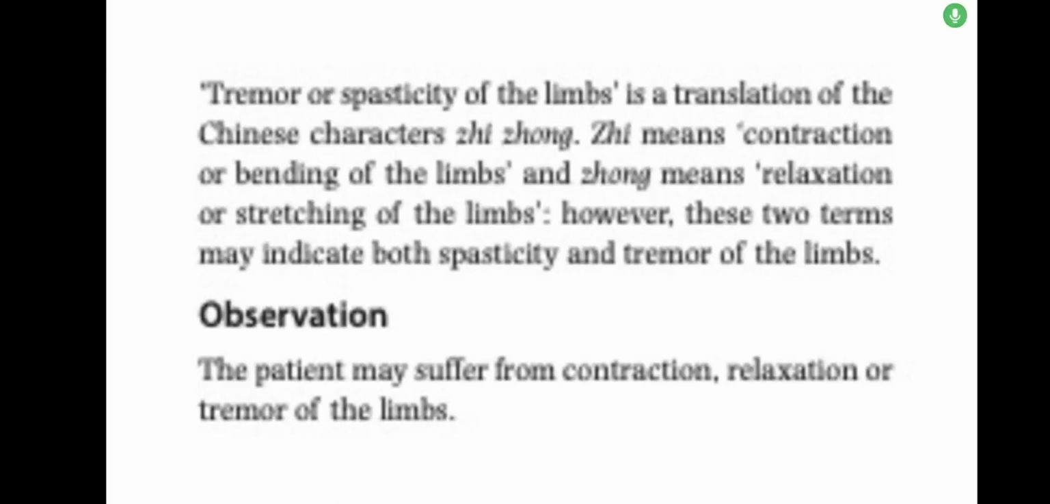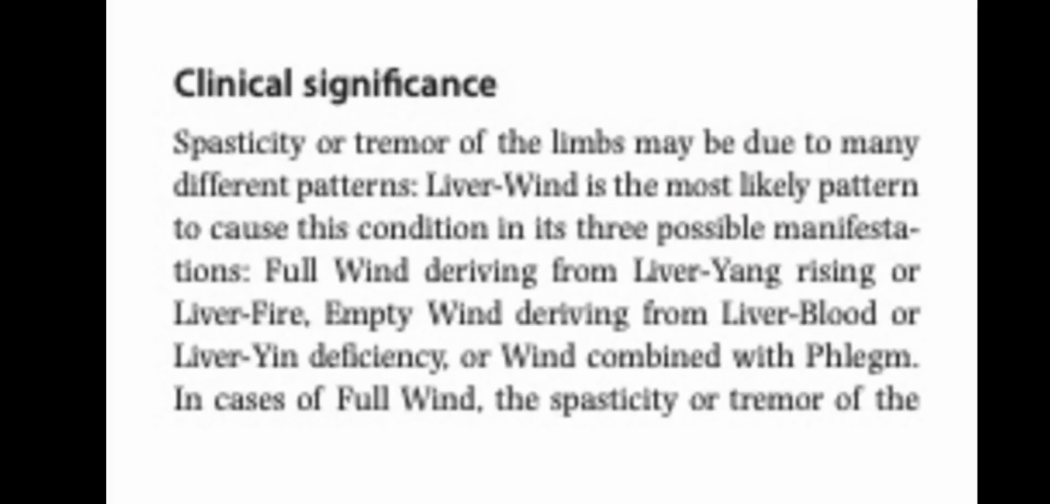Tremor or spasticity of the limbs is a translation of the Chinese characters Zhi Zhang. Zhi means contraction or bending of the limbs, and Zhang means relaxation or stretching of the limbs. However, these two terms may indicate both spasticity and tremor of the limbs. For observation, the patient may suffer from contraction, relaxation, or tremor of the limbs. As clinical significance, spasticity or tremor of the limbs may be due to many different patterns. Liver wind is the most likely pattern to cause this condition in its three possible manifestations.